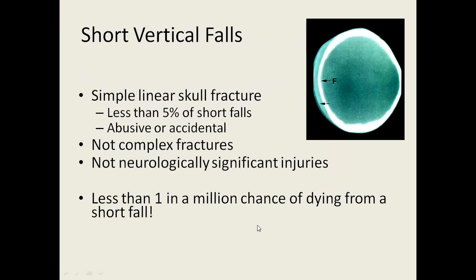And this just shows you with vertical falls. A short vertical fall would be rolling off the changing table, rolling off the bunk bed, falling off the kitchen counter, something like that. We do sometimes see skull fractures with those short falls, but less than 5% of them. In that case, they're usually very simple linear skull fractures, and the child is neurologically fine. They don't amount to significant neurological injury most of the time.